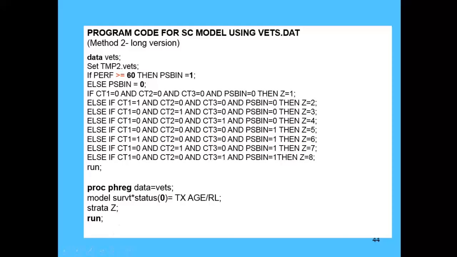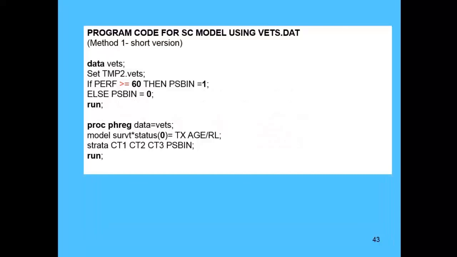Because I've defined a variable z that has 8 categories. So if I write strata z, I'm telling the computer to do a stratified Cox on a variable that I've made into 8 categories using the 2 variables that I'm stratifying on. So this is one way to do it, and this is another way to do it. There are 2 ways to do it, and either one is fine.